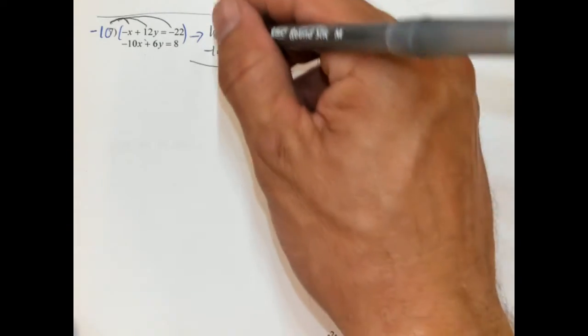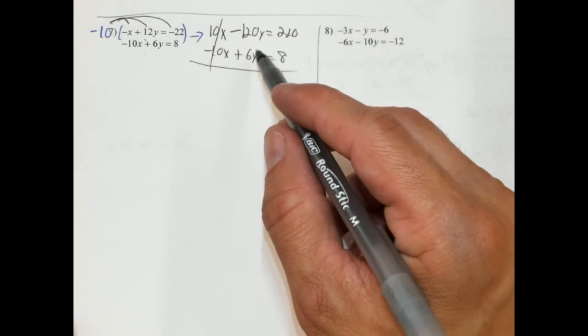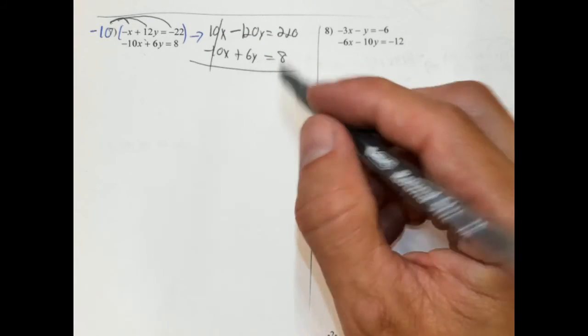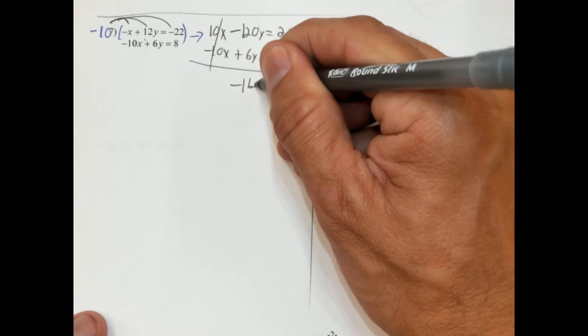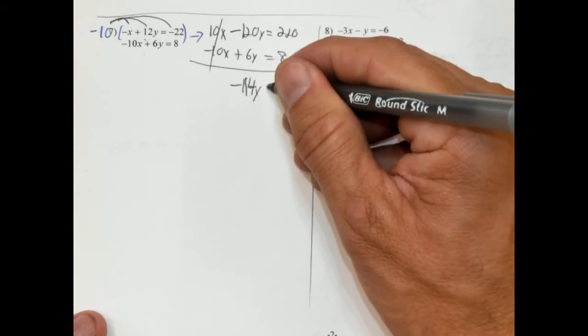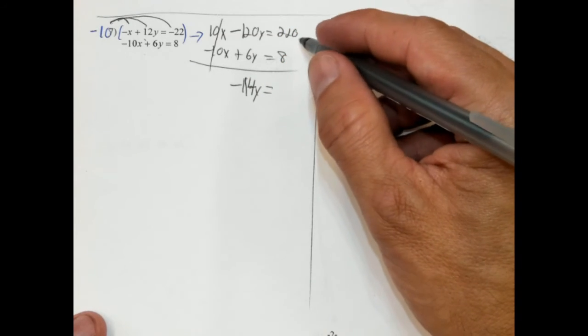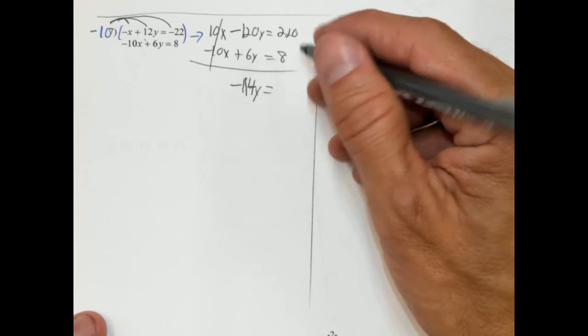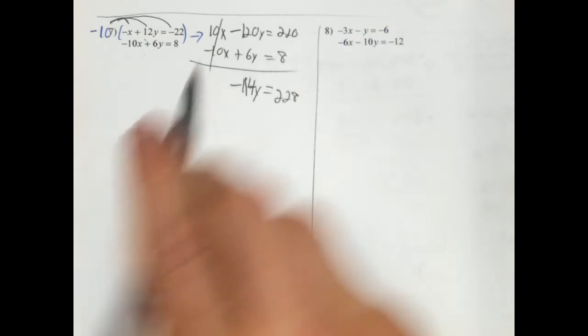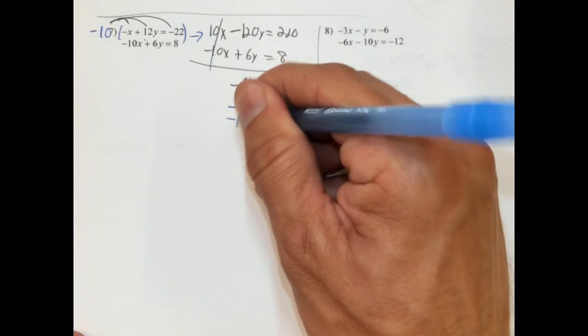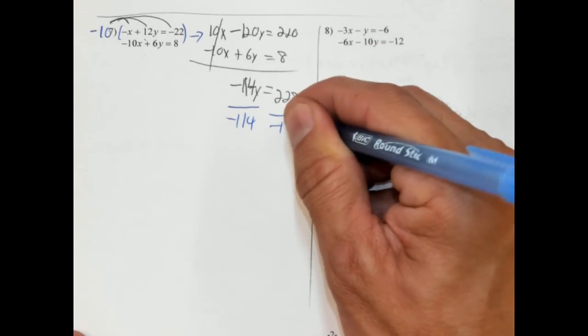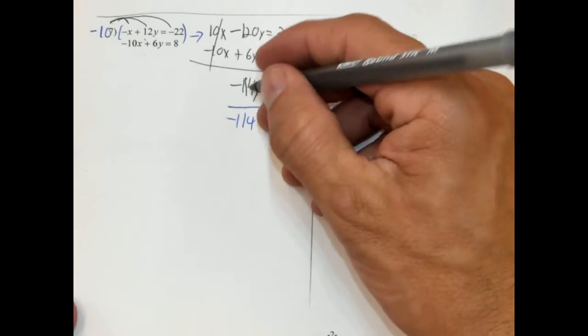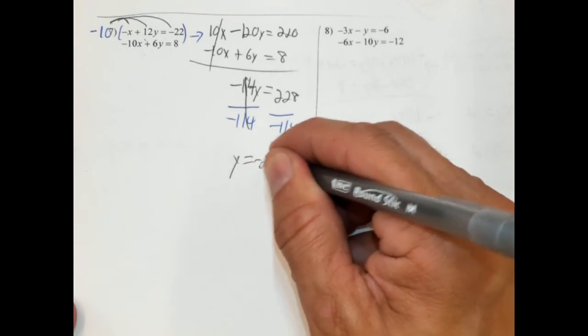Okay, we're going to cancel the x terms. Negative 120y plus 6y would be negative 114y. I drew that really sloppily, sorry. And then 220 plus 8 would equal 228. Divide that by negative 114, and y will equal negative 2.